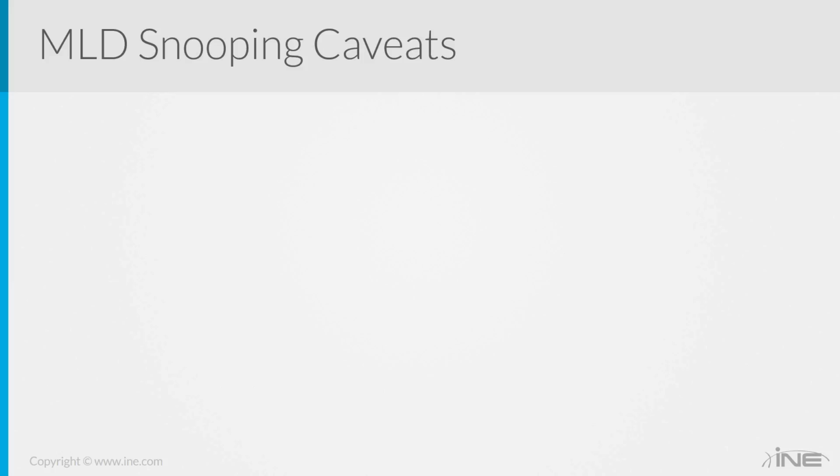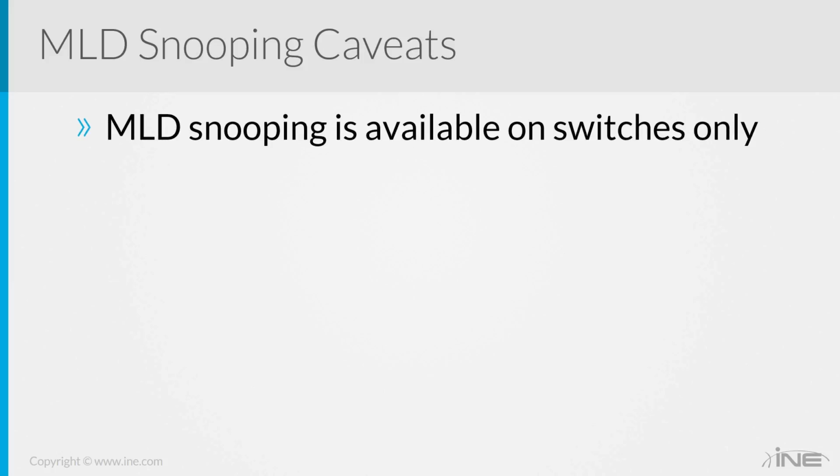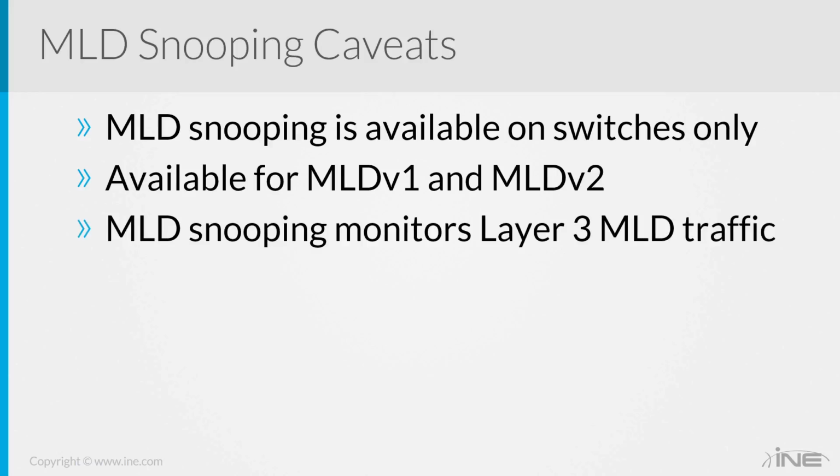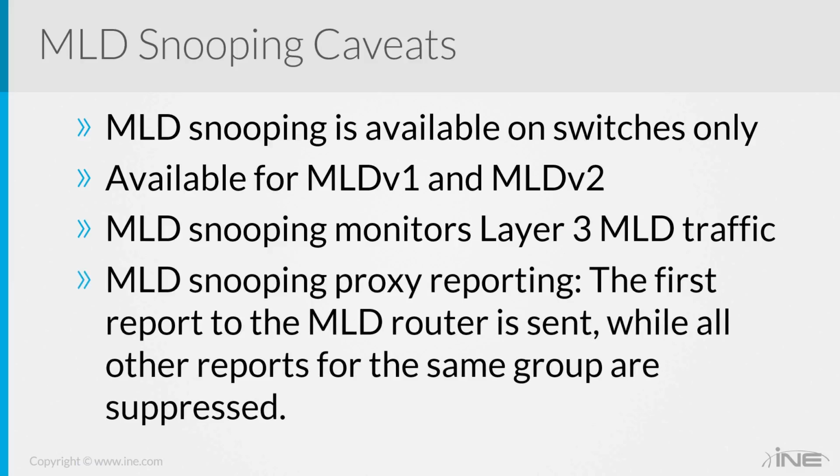Some of the caveats that come along with that: MLD snooping is available only on switches, and is available for both version 1 and version 2 MLD. Snooping monitors layer 3 MLD traffic. MLD snooping proxy: the first report to tell the MLD router is sent, while all other reports for the same group are suppressed. It's more of a, I only need to send it once, kind of deal.